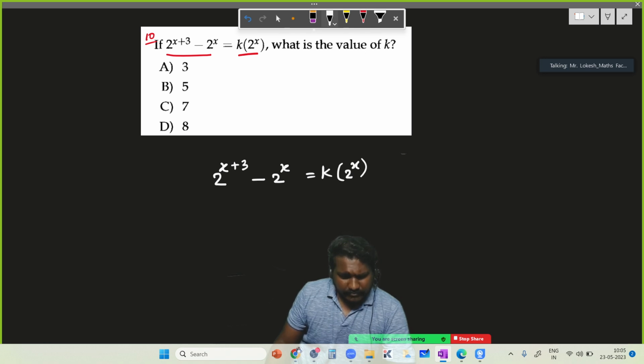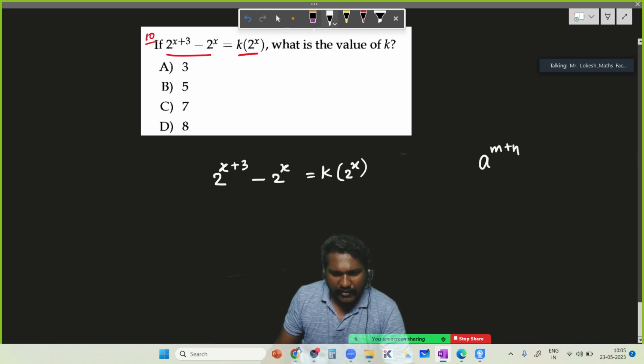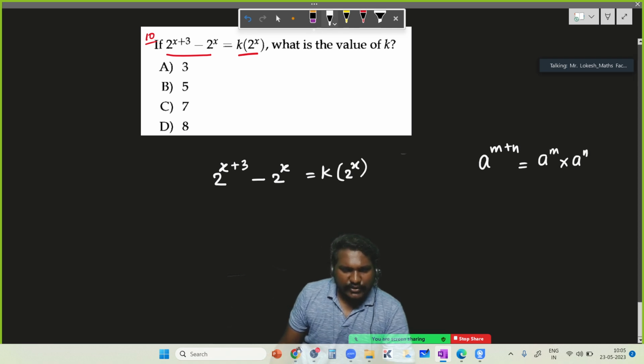Here we are supposed to find the value of k. That means we should not have any value of x. So our main agenda is to eliminate x. What I'll do is write this 2 power x plus 3, which is of the form a power m plus n, as a power m into a power n. So I'll write this as 2 power x into 2 power 3 minus 2 power x is equal to k into 2 power x.